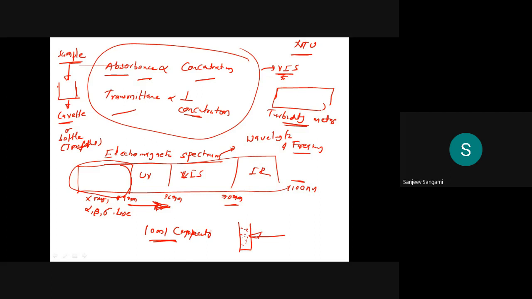See, whichever particles are there inside the cuvette or the bottle, the light is going to be absorbed by these particles. Okay, assuming that 10% is absorbed and 90% is transmitted. So only 10% of the light which is coming from this direction is absorbed by these particles. So that we can call absorbance.